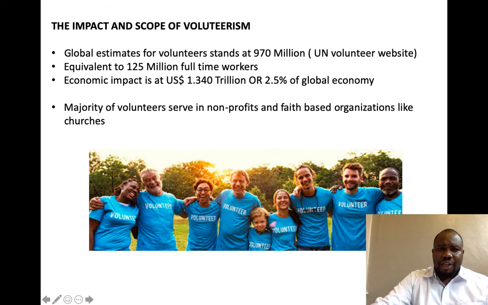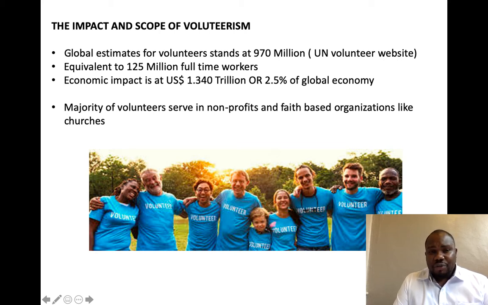To begin with, let us look at the impact and the scope of volunteerism in the world today. According to the UN Volunteers website, global estimates for volunteers stand at 970 million. This is an equivalent of 125 million full time workers, and the economic impact of this is 1.340 trillion US dollars, or 2.5% of the global economy.